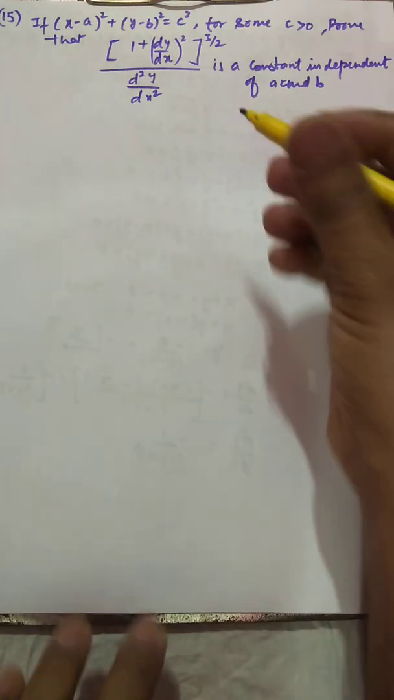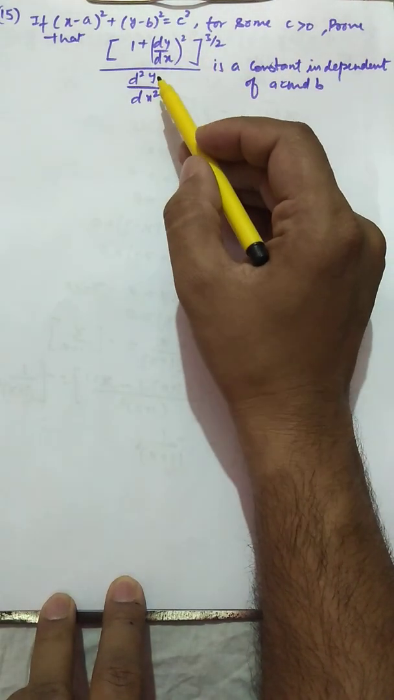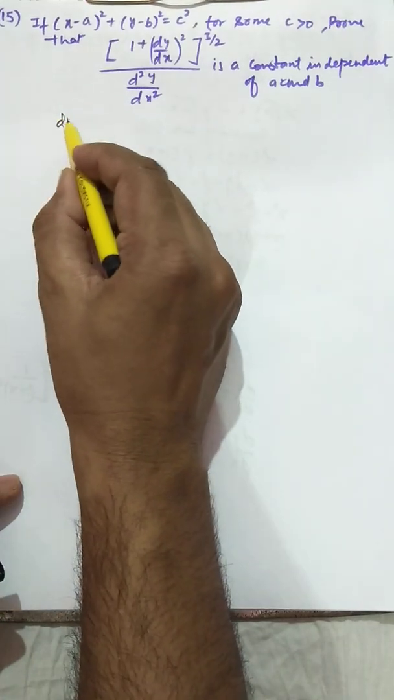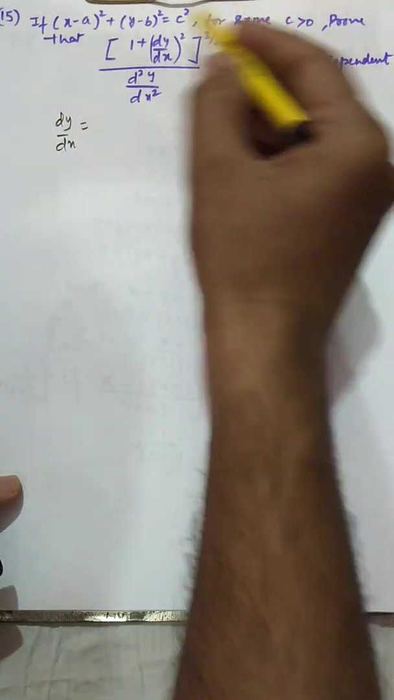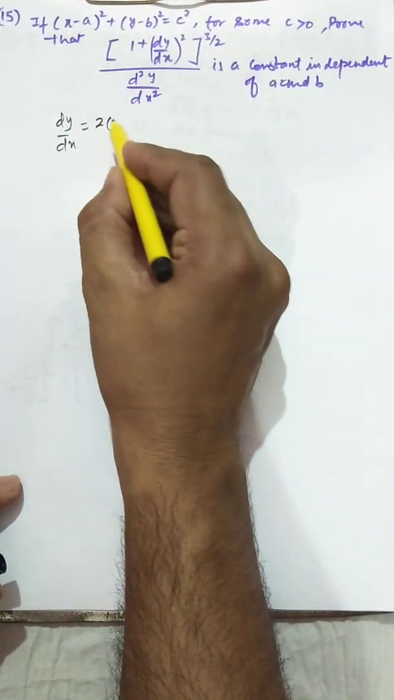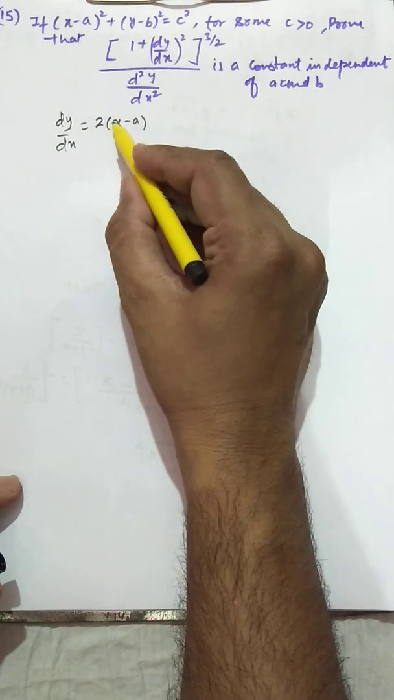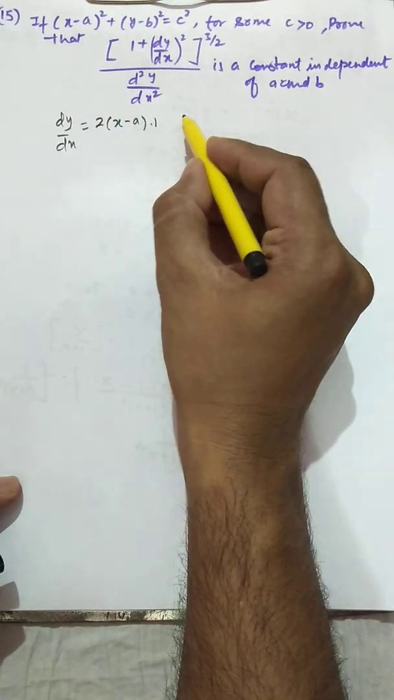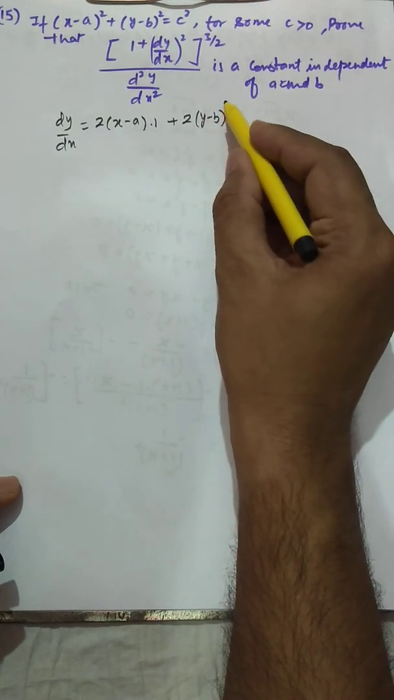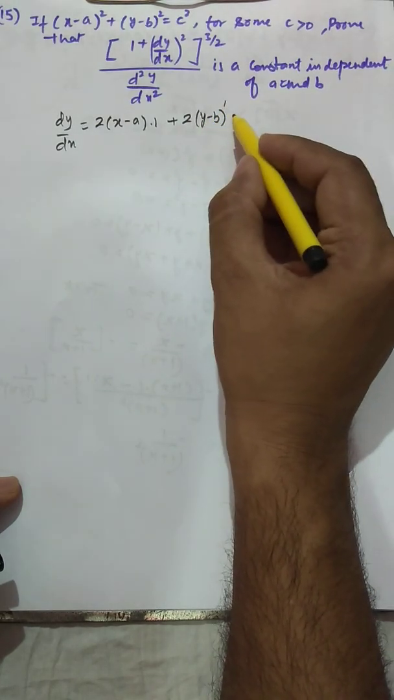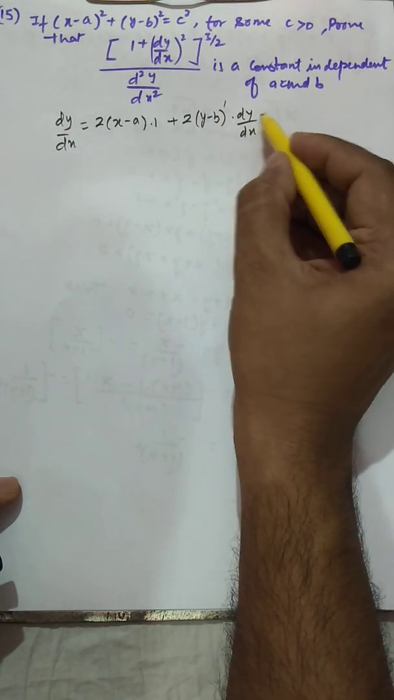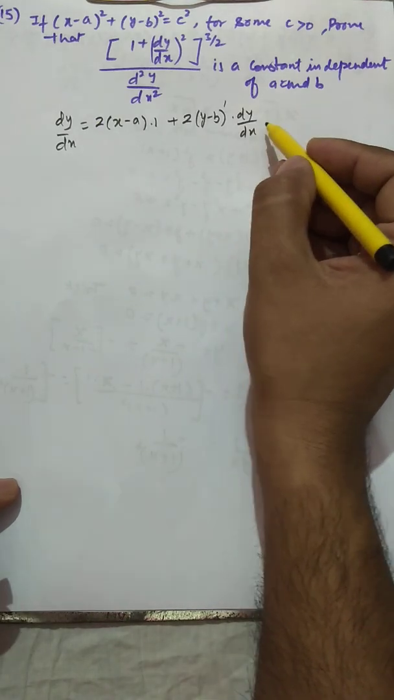So it's simply that we have to find dy by dx and the double derivative. We start with finding the first derivative. So dy by dx, I'm differentiating this function with respect to x. This will become 2 times x minus a, and differentiation of x will be 1, and then 2 times y minus b, and differentiation of y minus b will be dy by dx, and for b, because b is a constant, it will be 0. So I am not writing that 0.